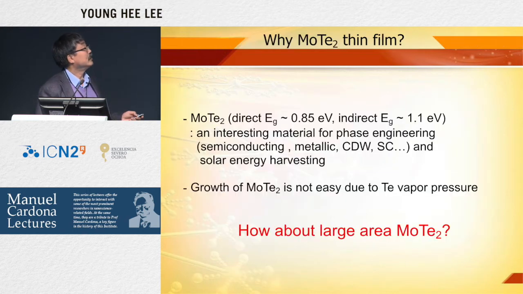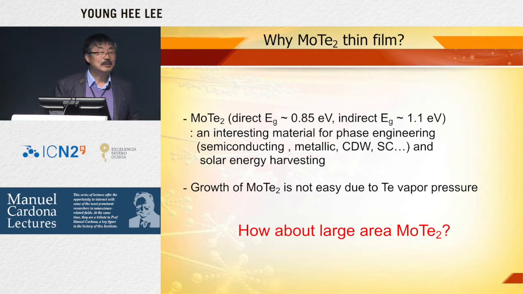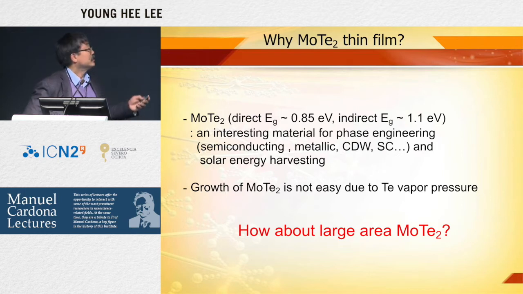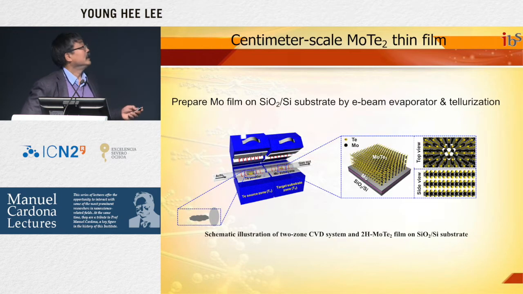So we choose molybdenum ditelluride because its band gap is about 0.85 electron volt, which is known from theory to be the ideal number for this multiple exciton generation phenomena. So we simply choose this material, but the material is not available in large area. So we had a problem, because we need a large area sample, at least a millimeter scale. So we have to work on this material.